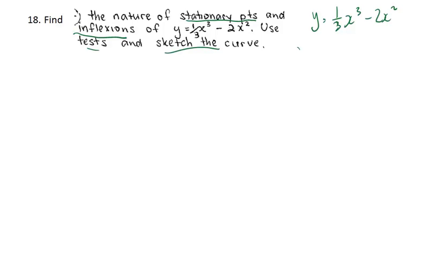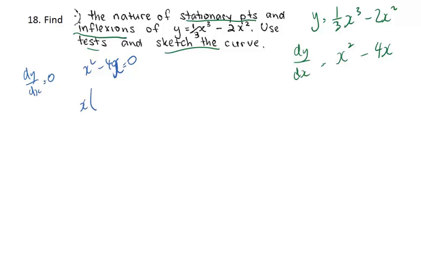So first of all, we're going to find dy/dx. Here, a third times 3 is just 1, so x squared. Minus 2 times 2 is 4, and 2 minus 1 gives us x. So now, to find our stationary points, we set dy/dx equal to 0: x squared minus 4x is equal to 0. We can take x out the front: x(x minus 4) equals 0. So x is equal to 4 and 0.